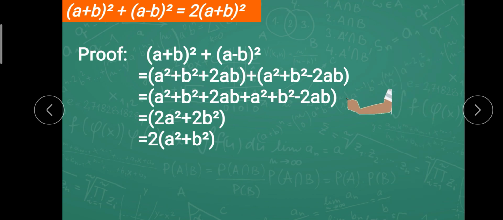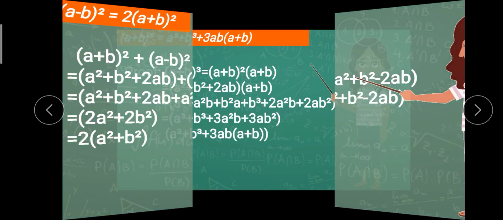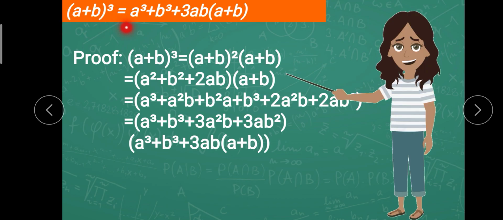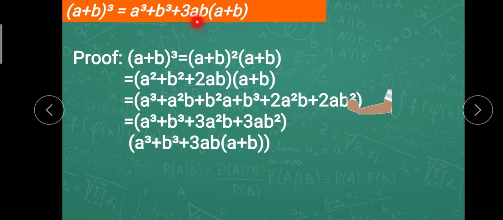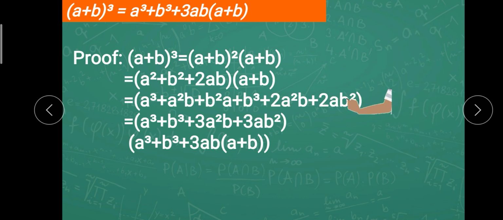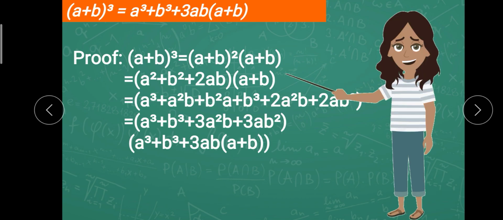Okay, so now let us move to the next identity, (a + b)³. So (a + b)³ is equal to a³ + b³ + 3ab times (a + b). This is also one of the most important algebraic identities and you should memorize this. So now let us see the proof of this identity.